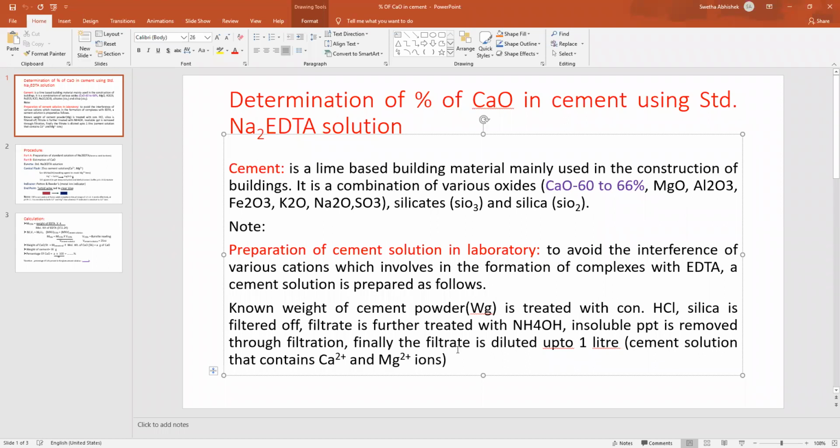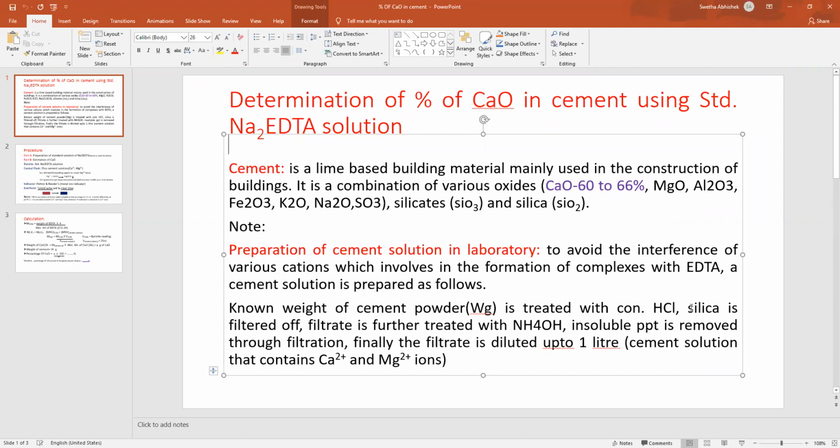This insoluble hydroxide is once again removed through filtration, and after filtration we get the final filtrate. This final filtrate consists of only calcium oxide and magnesium oxide, which is not removed upon treating with concentrated HCl or upon treating with ammonium hydroxide, whereas the rest of the constituents are removed.